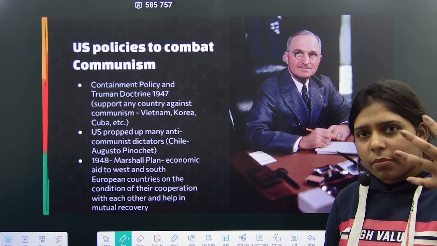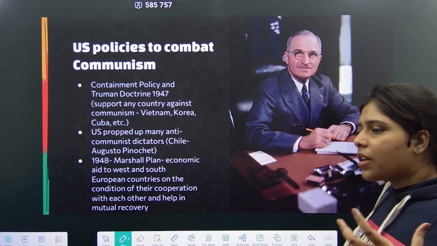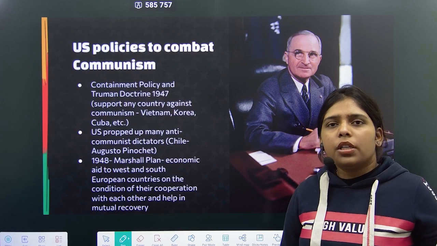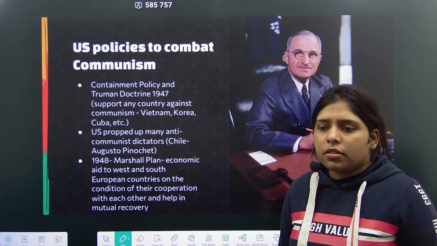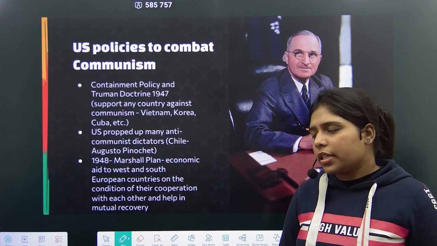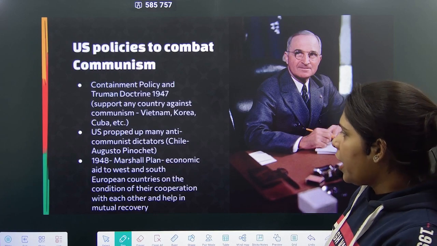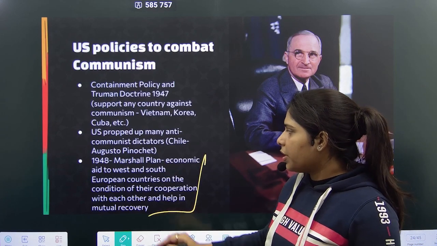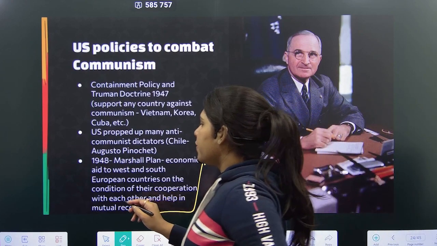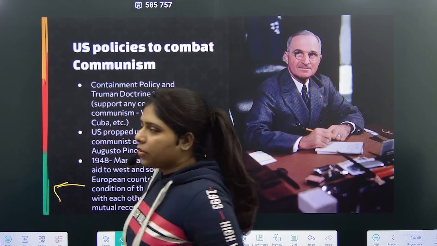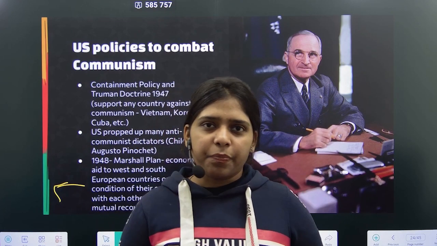They were actually economic aids for the Western countries to rebuild themselves. They had already faced a lot of crises during the World War era. They faced a lot of destruction during the Second World War. So to restore themselves, there was the Marshall Plan, economic aid to West and South European countries. But this aid was, of course, given on one condition: we give you aid, stand with us against communism.